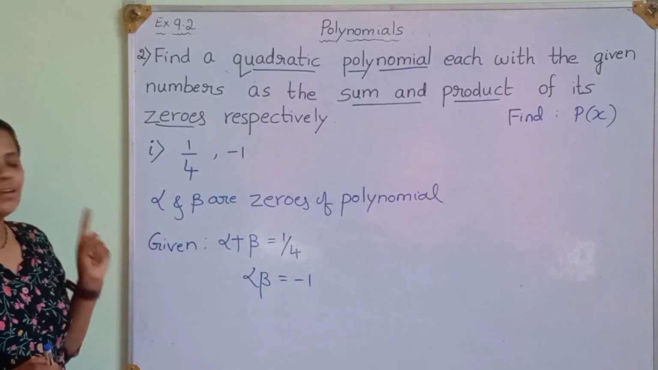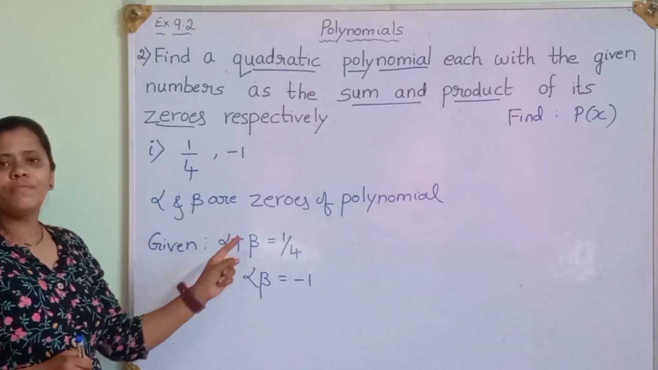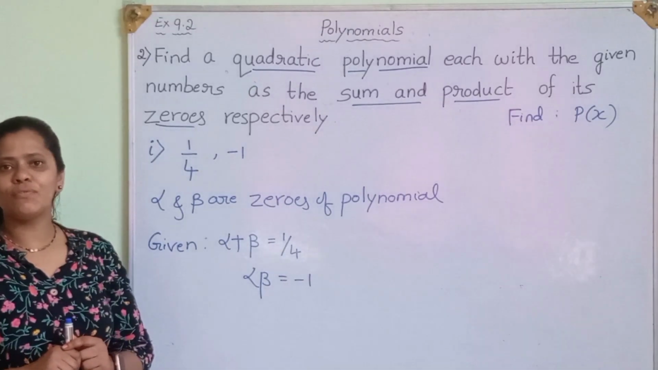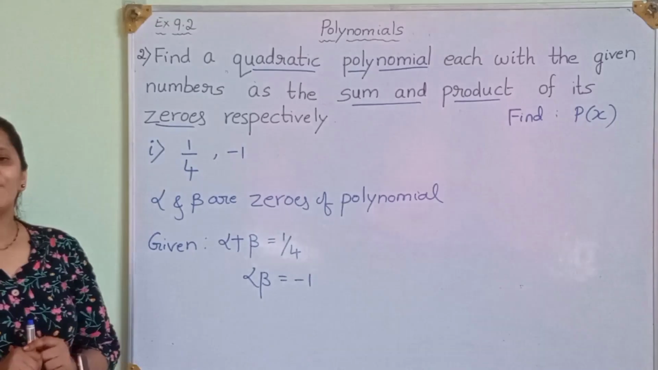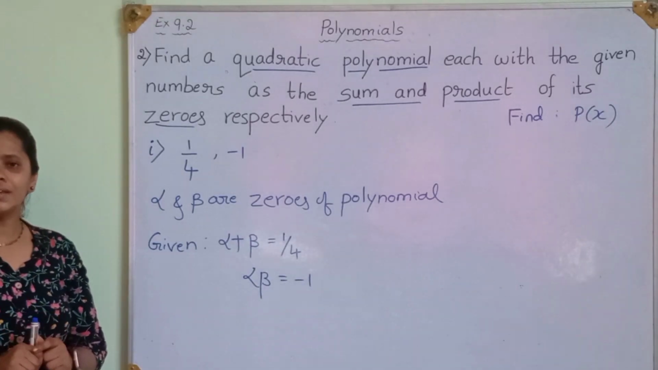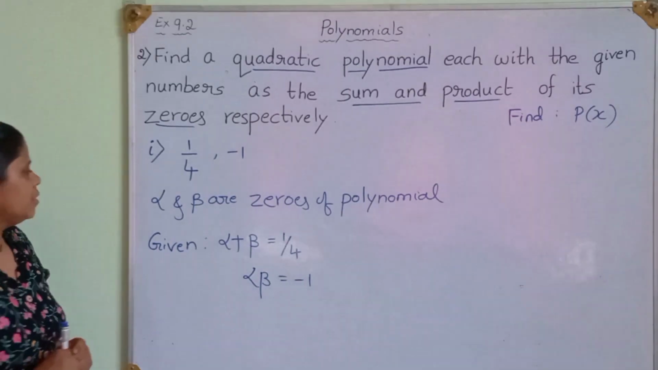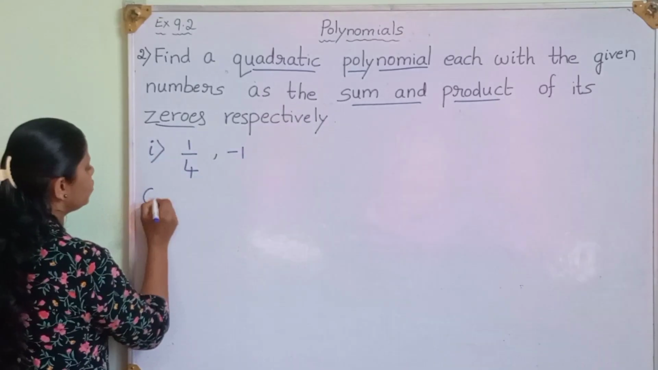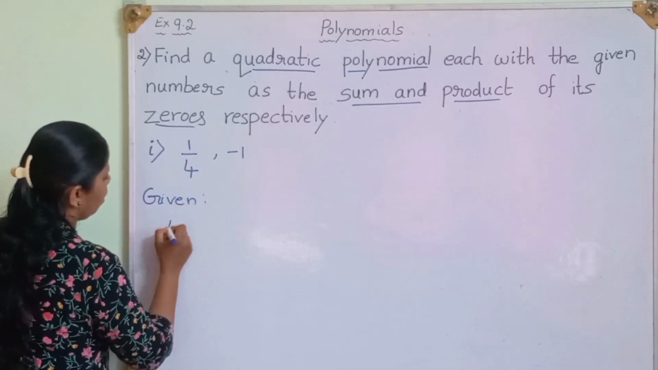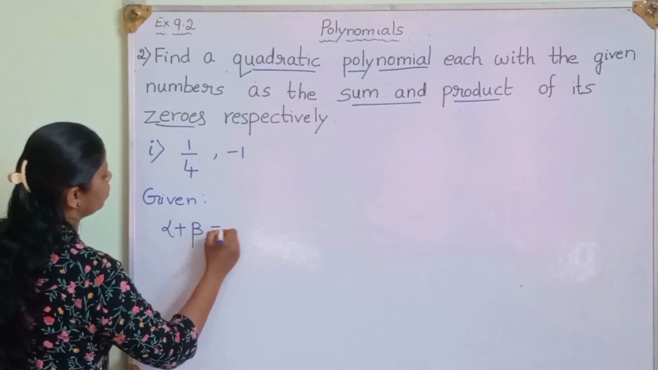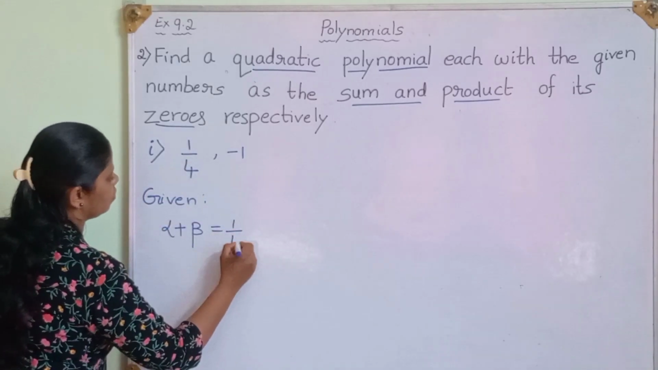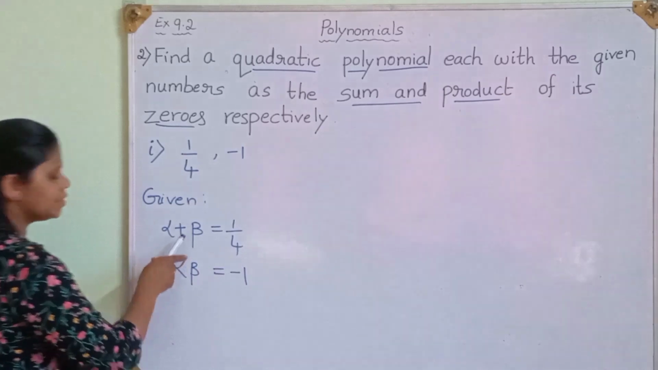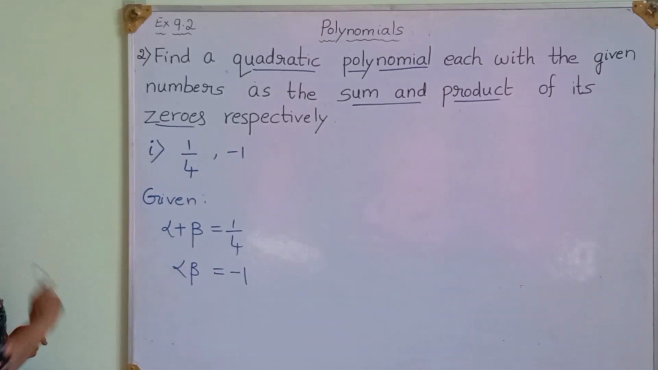How to find p of x when the sum and the product of its zeros are given? We already know the form. That is, p of x is equal to k into x square minus alpha plus beta into x plus alpha beta. Right? Let us do that. What is given? Alpha plus beta, that is 1 by 4, and alpha beta is equal to minus 1. This is the sum of the zeros and this is the product of its zeros.